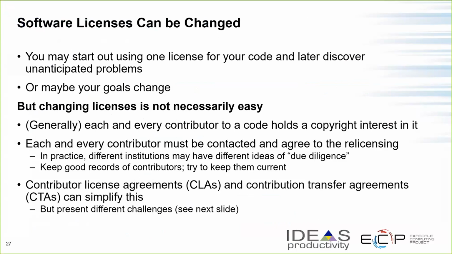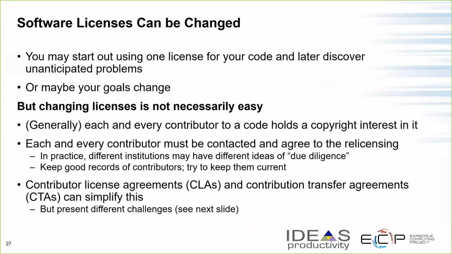Software licenses can be changed. So this is this idea of relicensing. Relicensing of code is not necessarily easy. In general, anybody who contributes to a code holds copyright interest in that code. And if you want to relicense it, you have to contact every contributor and get them to agree to the relicensing. You may lose track of contributors and things like that. So this is kind of between you and your lawyers, what constitutes due diligence, right?